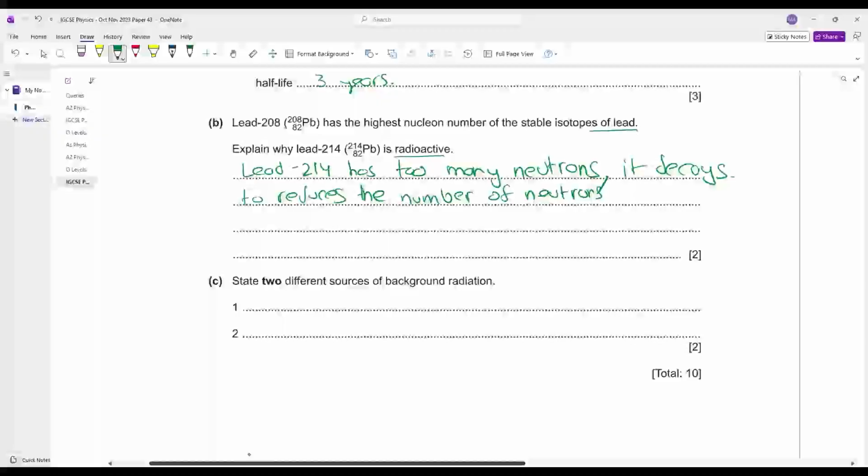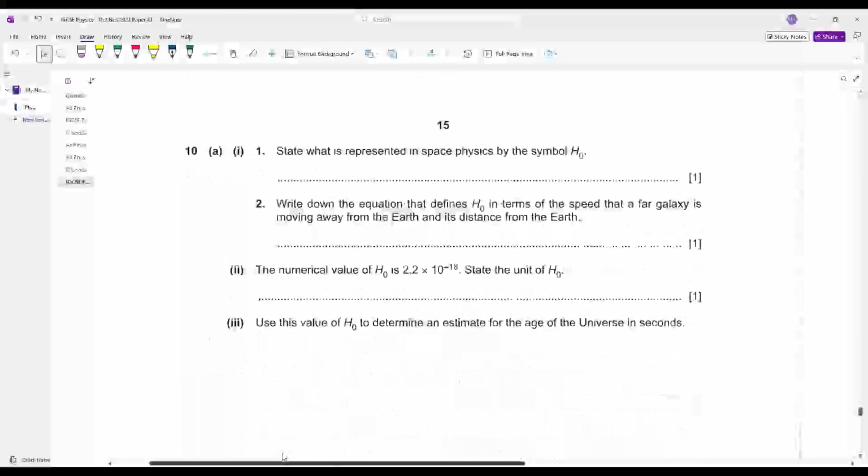Name two different sources of background radiation. First of all, cosmic rays, do write that, and then you can write radon gas. Simple as that, nothing complicated here. Let's further move ahead.